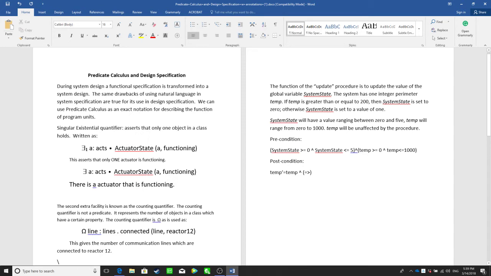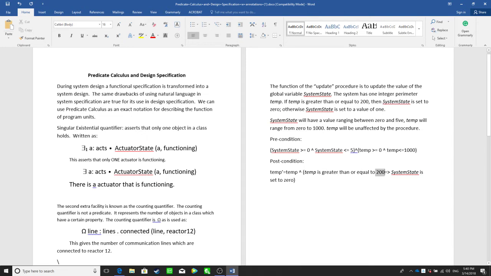Let's look here. If temp is greater than or equal to 200, the system state is set to 0. Isn't that easy? If, then. If A, then B. What is A here? What is B here? A is temp greater than or equal to 200, so we put this here. And then system state is set to 0. We put them here. However, this is still natural language.